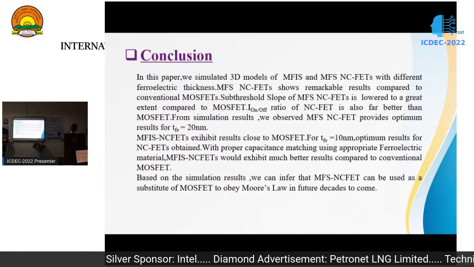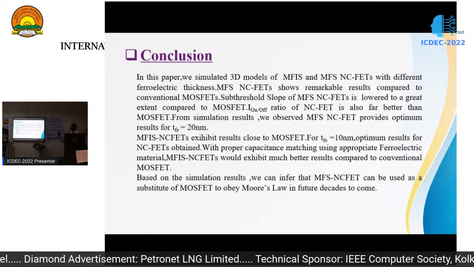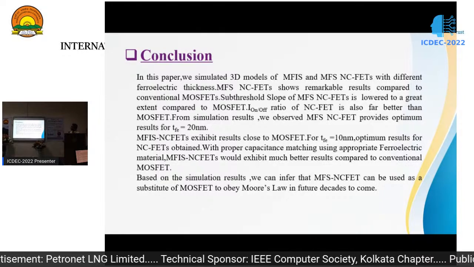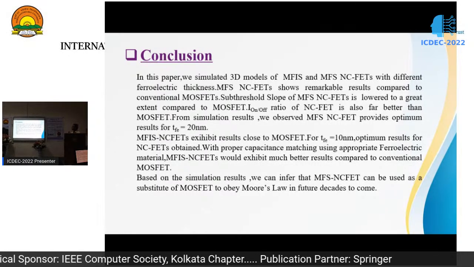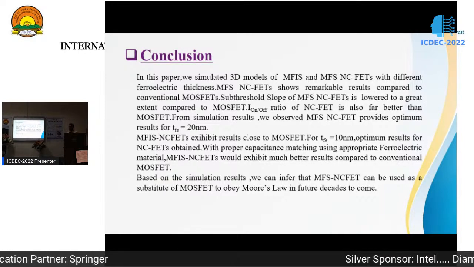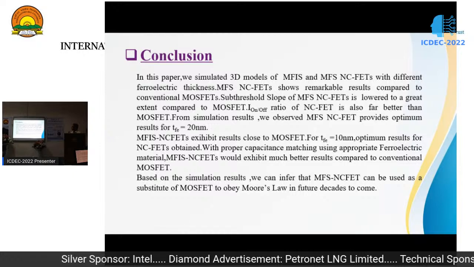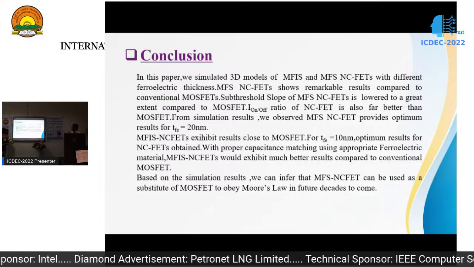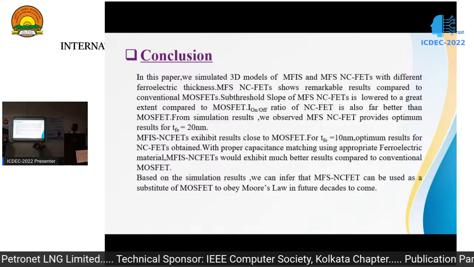Now we have arrived at a conclusion. In this paper, we modeled 3D models of MFIS and MFS NCFETs with different ferroelectric thicknesses, and we saw that MFS NCFET shows remarkable results compared to MOSFETs. The subthreshold slope of MFS NCFET is lower to a great extent compared to MOSFETs, and as well the Ion/Ioff ratio of NCFET is also far better than MOSFET. Now from simulation results, MFS NC provides optimum results if we use a ferroelectric thickness of 20 nanometer.